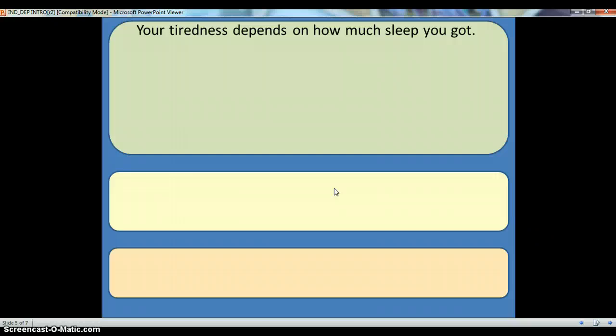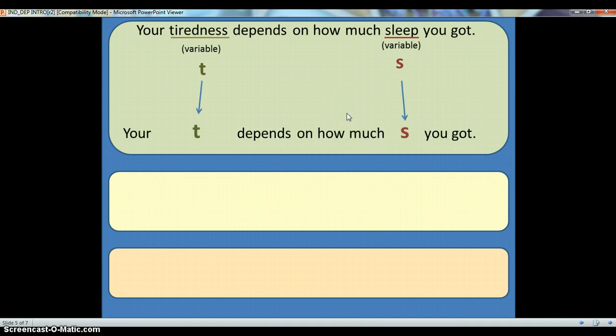Okay. Hopefully you paused the video and figured that one out on your own. We don't know how tired you are, so we're going to change that with the variable T. We don't know how much sleep you got, so we're going to change that with the variable S. Then it turns into your T depends on your S. What happens first? You should sleep first, because it's depending on your sleep.